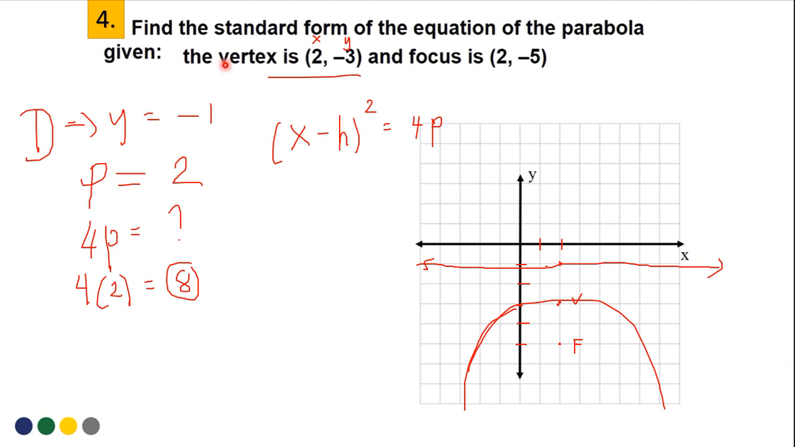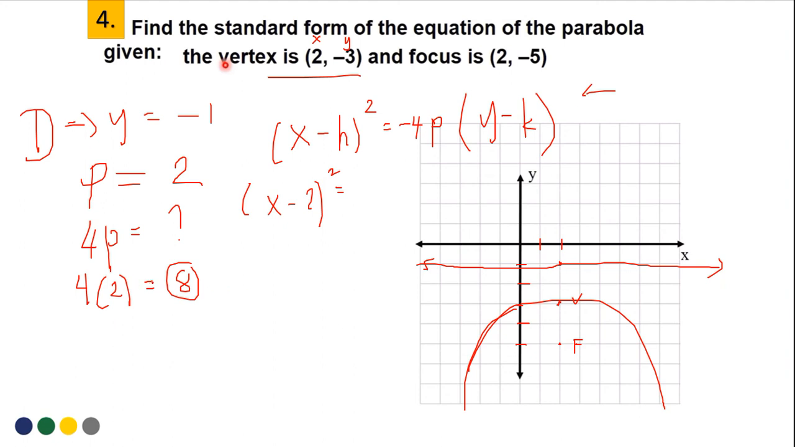Sir, downward yun eh. If it is downward, we're going to use negative, sir, di ba? Alright, so we just add negative beside 4. And y minus the value of k. We're going to substitute the value because we already have the value of hk, which is the vertex. So simply substitute what is the value of h. What is the value of h? 2. X minus 2 squared equals, we have negative here, no? So, negative 4p yung formula na gagamitin natin.